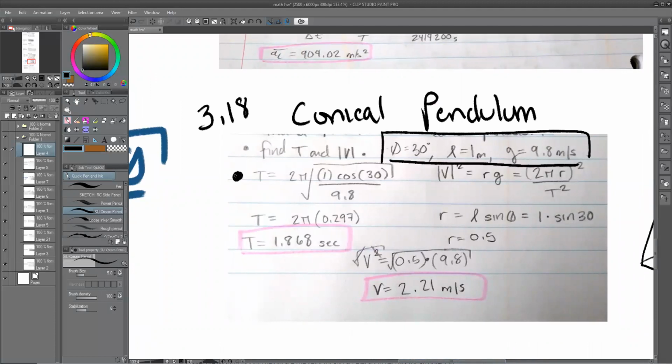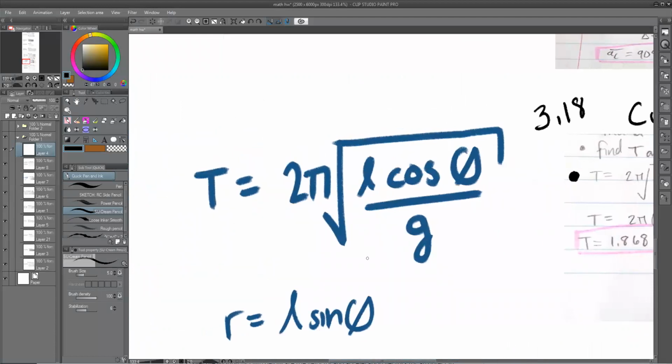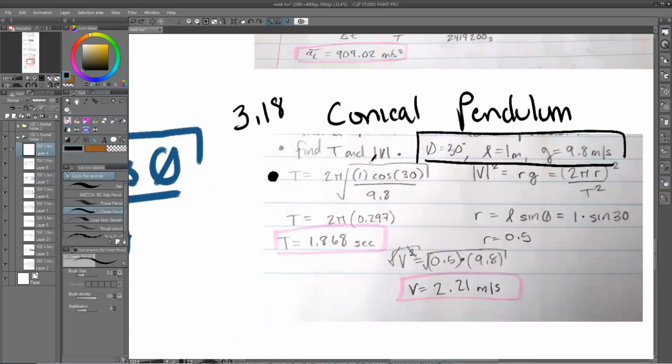So the first part of the problem is over here. This equation is specific to the conical pendulum. We know that the period, which is big T by the way, can be solved for using the equation 2 pi multiplied by the square root of the length times the cosine of theta over gravity. If I plug that in, I know what the length is, it's right here. I know what the angle is, it's right here. I know what gravity is. So once I plug that in, I get T.